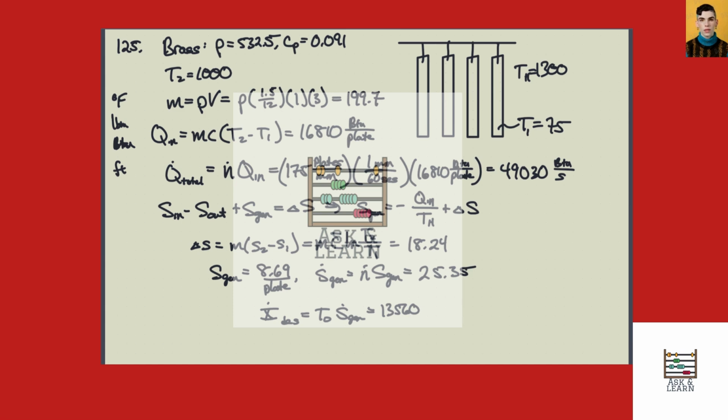Initially T1 is 75 degrees Fahrenheit, and the oven is 1,300 degrees Fahrenheit. We can figure out the mass of each brass plate. We were given all of the dimensions, so we can figure out the volume, multiply by the density, and we find they weigh very close to 200 pound mass each. Then we can turn our attention to the heat transfer going into each one. We know their mass, the heat capacity, and the change in temperature, so the heat going in is about 17,000 BTU per plate.